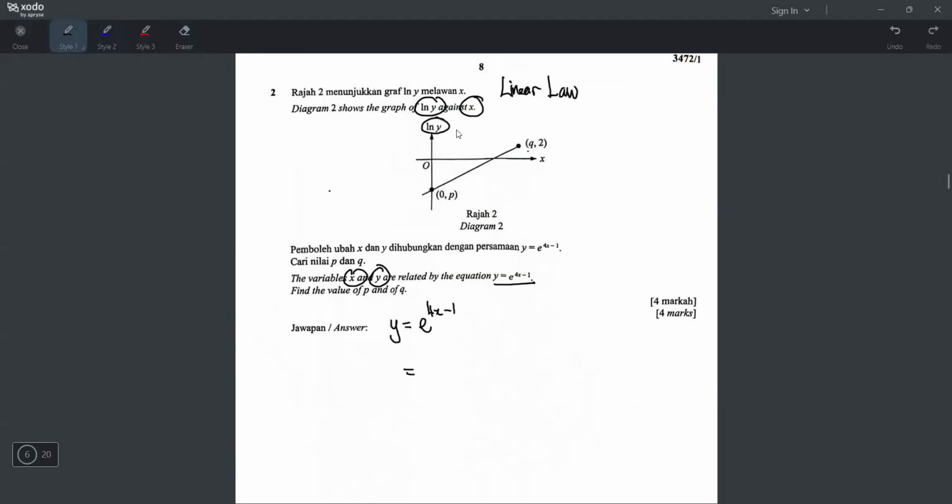Alright, you can look at the y-axis and the x-axis. You can see this is a straight line, right? That means this y-axis should be ln y, right? But now it's y. So how do we make it the same? How do we change y into ln y?